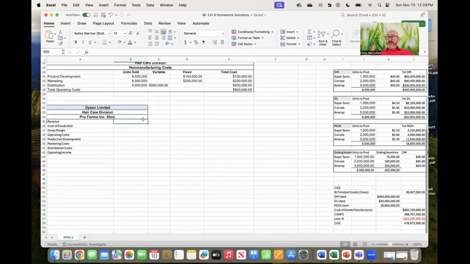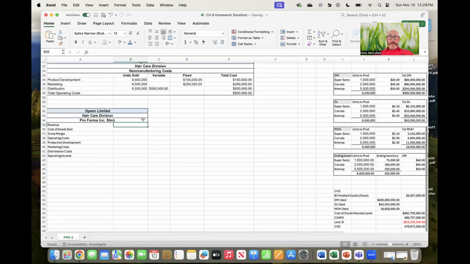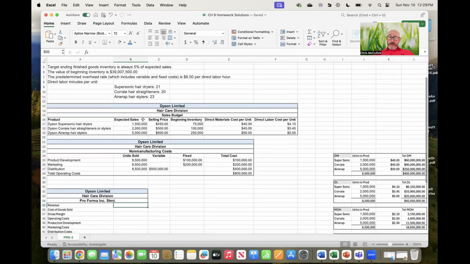Okay, to start the income statement, I don't actually start with cost of goods sold. I start with revenue. So the first thing I have to do is get my total sales. We're given expected sales here, and we're given selling price here. So our first starting point is going to be actually calculating our sales. So I'm going to take our units sold times our sales price per unit, and add those up for each one of these products. Okay, looks good. This gives us a total amount of revenue that we then have.